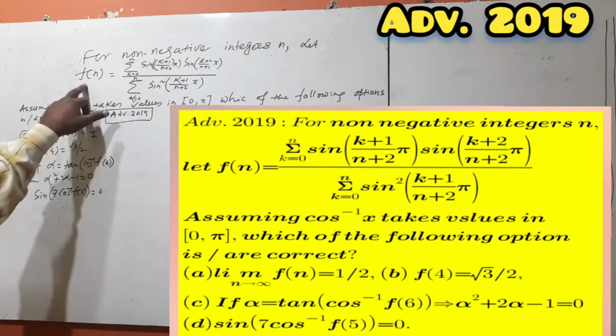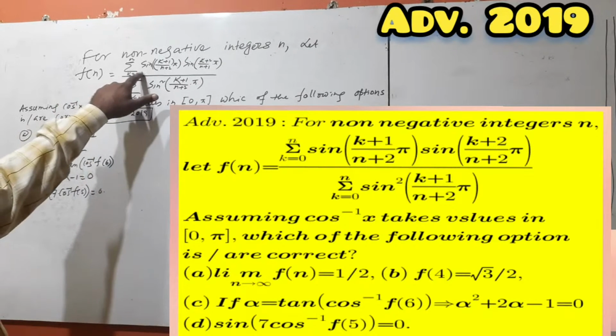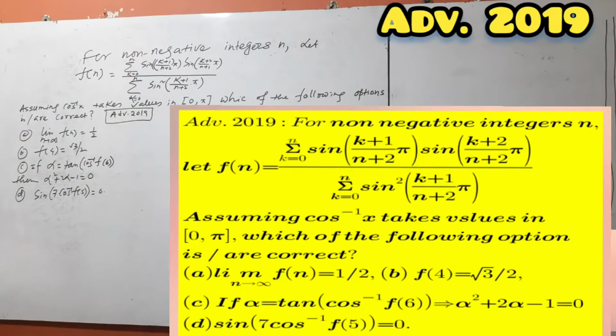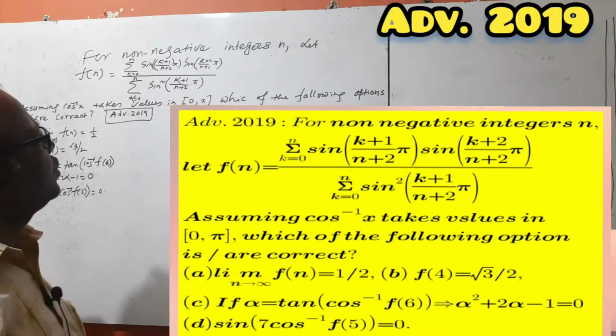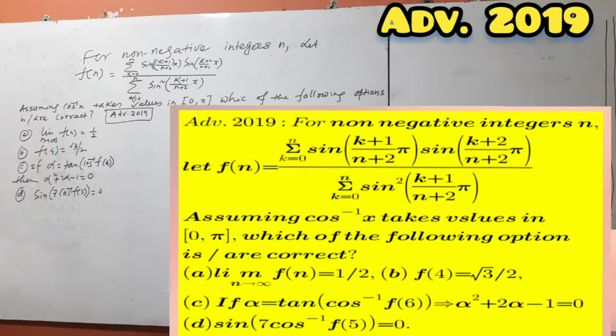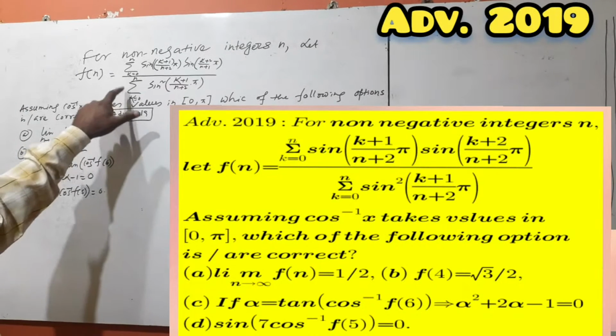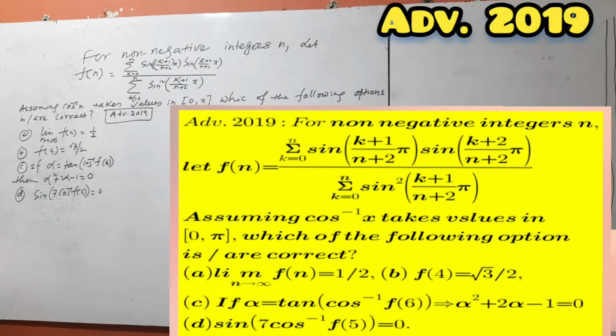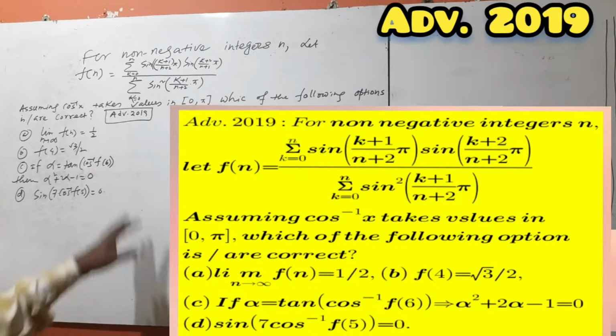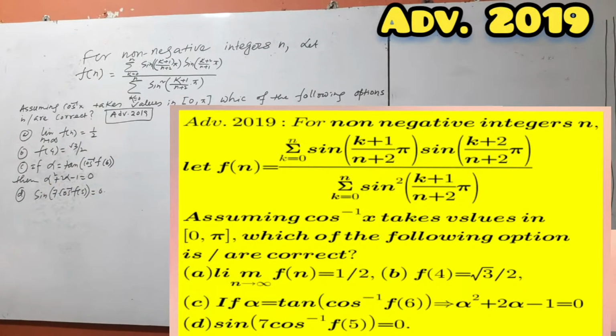For a non-zero integer n, let f(n) be the summation from k equals 0 to n of sine of (k+1)/(n+2) times pi and sine of (k+2)/(n+1) times pi, over the summation from k equals 0 to n of sine squared of (k+1)/(n+2) times pi. Assume that cos inverse x takes values from 0 to pi, in the closed interval.